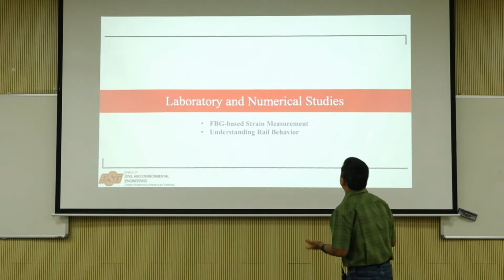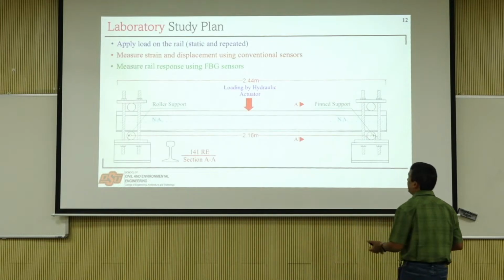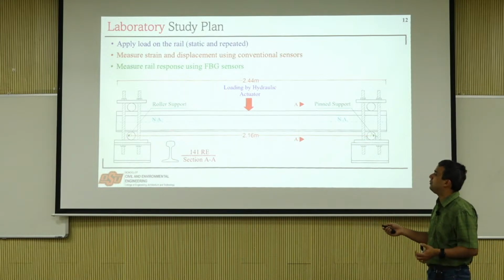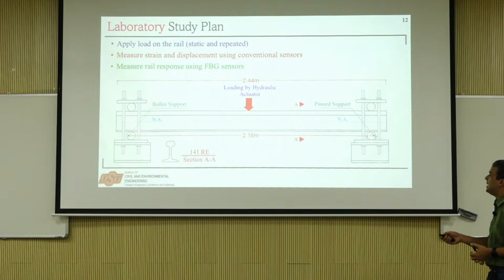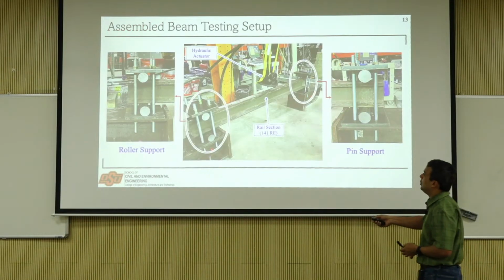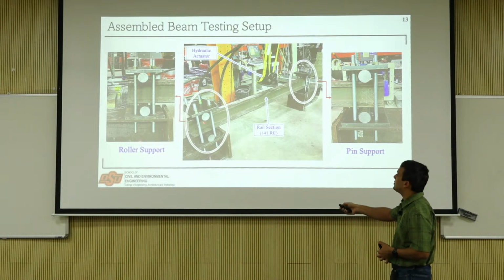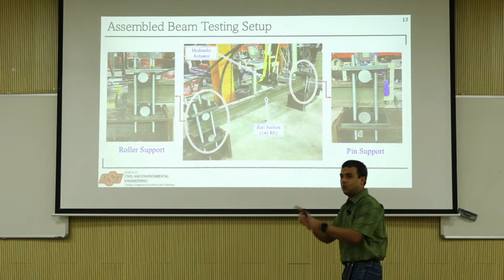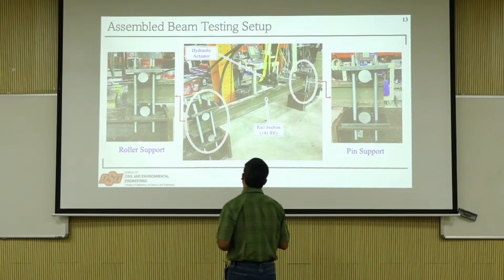So then we built a laboratory system. This is when I had come to Oklahoma State and we didn't have a lab setup for railroads. So we basically set up a simply supported beam. This is our lab, we designed this. It's a roller on one side and a pin on the other side, because there are two rods welded on the side, so the roller cannot go. There is no horizontal deformation.